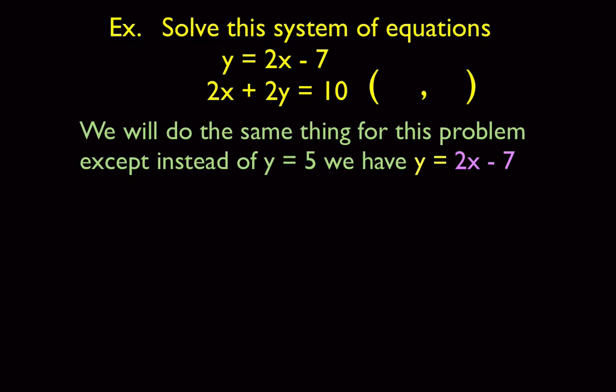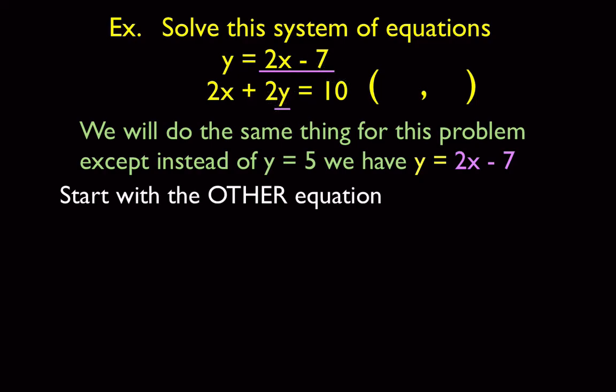In the bottom equation, what I'm going to do is the same thing I did on the last one. I'm going to start with the other one. Okay? I'm going to start with 2x plus 2y equals 10. Always do that. You always start with the other equation. Okay, whichever one's not y equals or x equals.